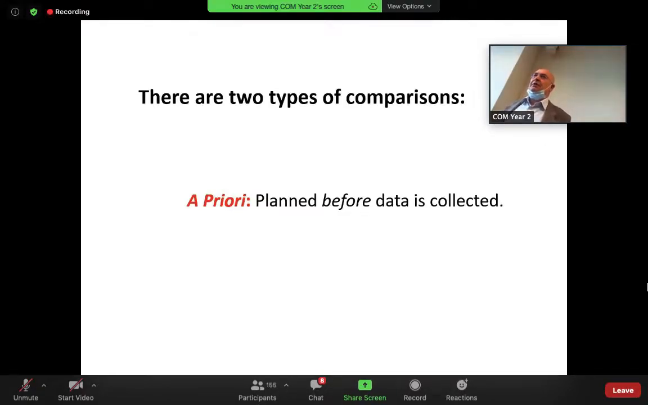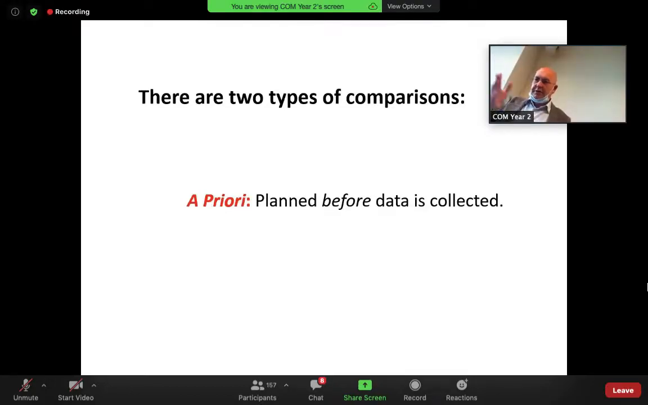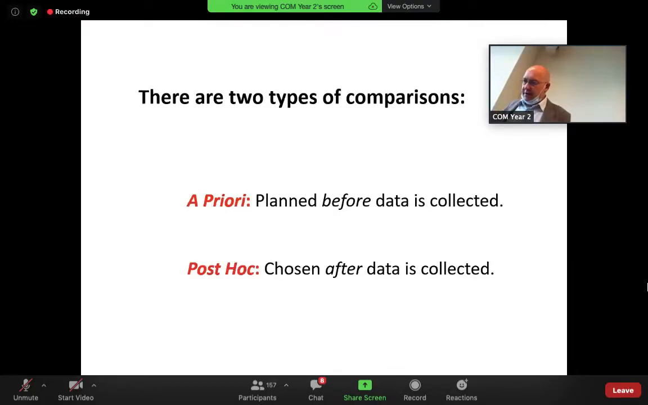So before you look at your data, or before you've collected your data, you decide that this particular group is of interest compared with another group. Or there are post hoc comparisons, and these are comparisons which you decide to look at after you've collected your data. So you might do a graph of the means, and you'd see, oh yeah, the first group and the fifth group, they look really different. Let's check to see if that comes out statistically significant. So this is looking at it post hoc, after you've collected your data.